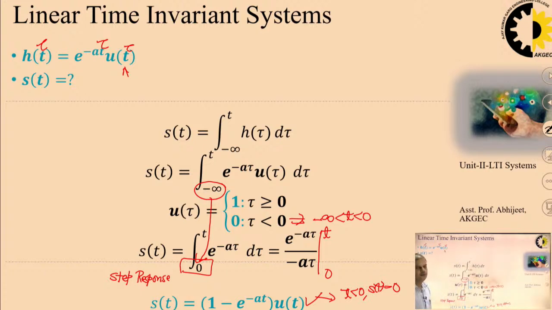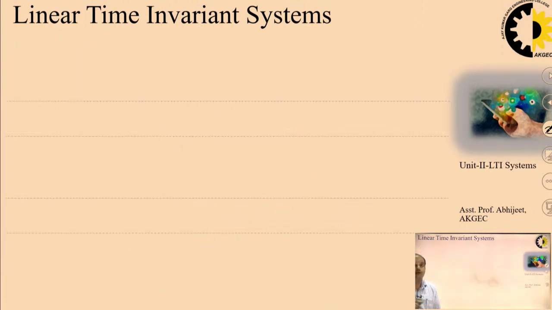The step response is basically 0 if t is less than 0. u(t) just signifies that. Now, if we have the step response, we can go back and derive the impulse response, because we stated that the two are interrelated. The integration of impulse response is step response, and the differentiation of a step response will be the impulse response.